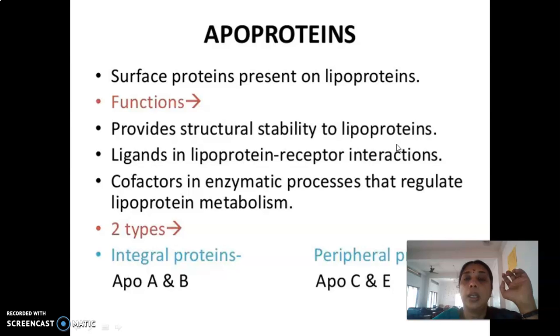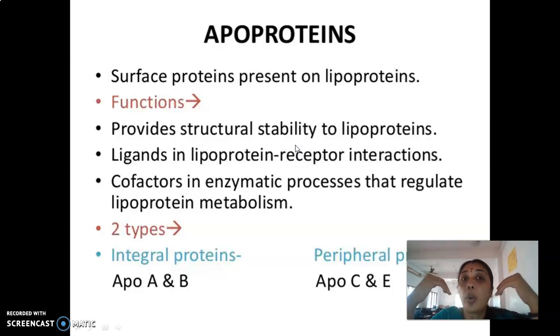Now, what are the functions of apoproteins, and what is the significance of apoproteins on lipids? The proteins present on lipoproteins are known as apolipoproteins, and they have many functions to carry out. The main function is to transport the lipids from one area of the body to another area, right? Thereby providing stability for the lipids. Then they can also act as ligands for interaction.